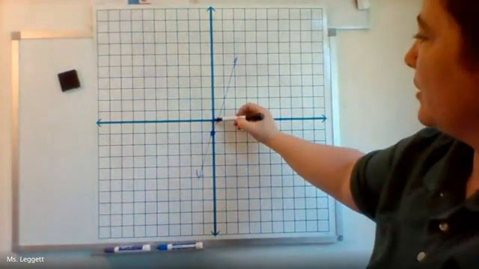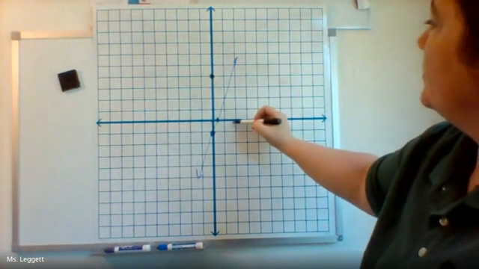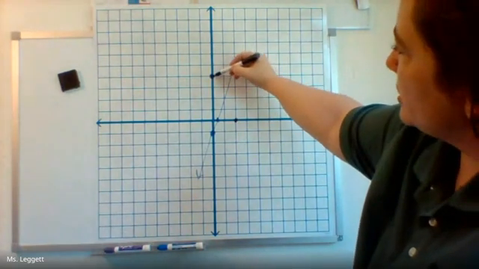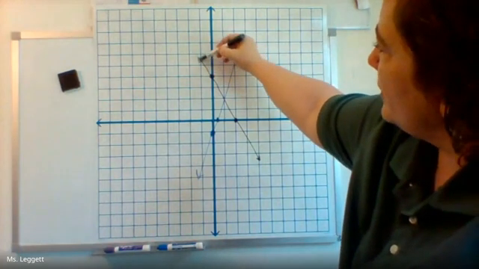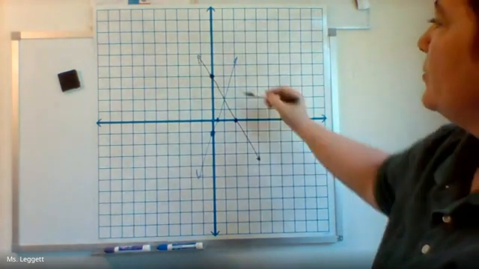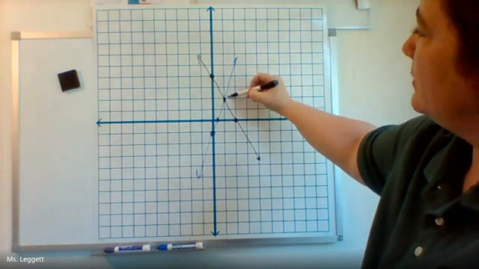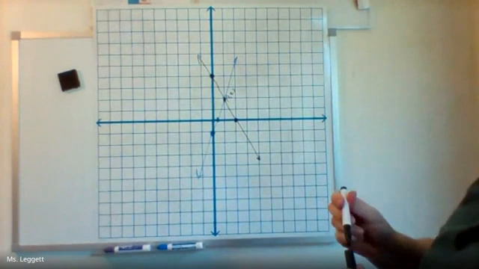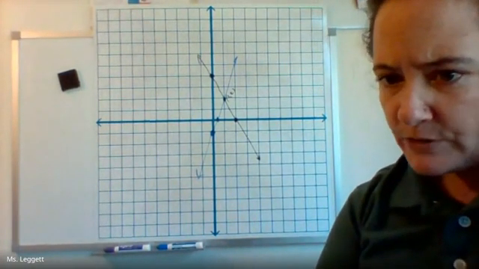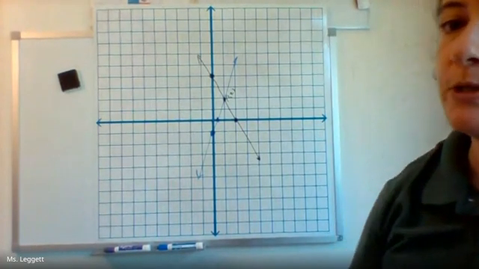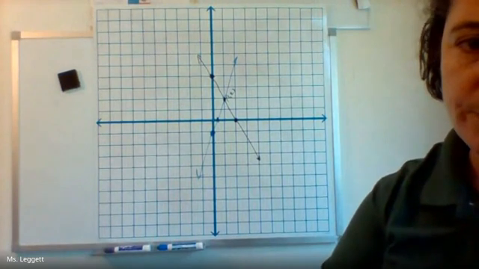Okay, so 0, 4. 0, 1, 2, 3, 4. And then 2, 0. So this line is actually coming down, decreasing, while the other one is going in the opposite direction, it's increasing. They intersect right here at 1, 2. So we have to look at our answer choices to see where A or D is the solution 1, 2.